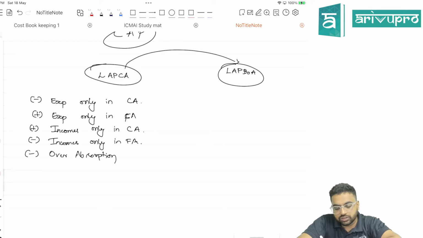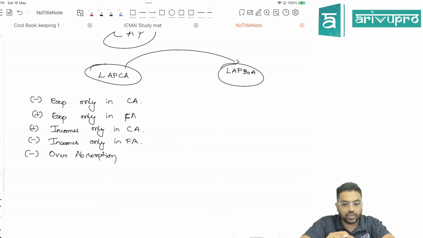Minus over absorption. Okay sir. Done. Next is what sir? Very simple people. Very simple. What you should do is, sir, how to treat the under absorption? Under absorption means in financial account the expenses are more, in the cost account expenses are less.